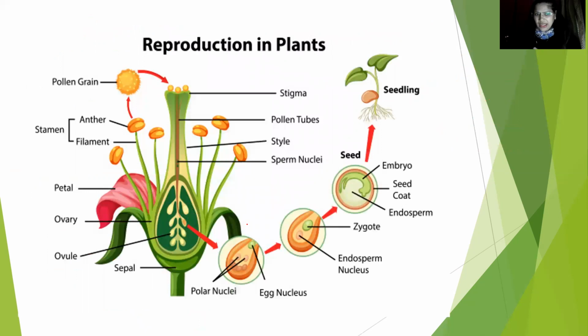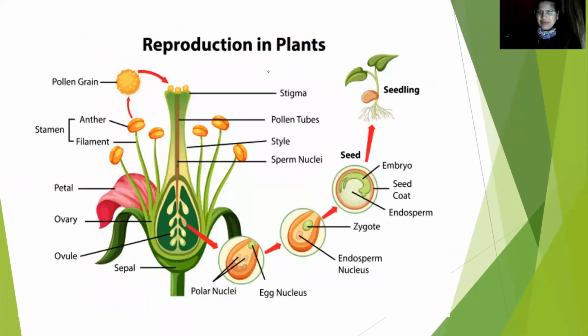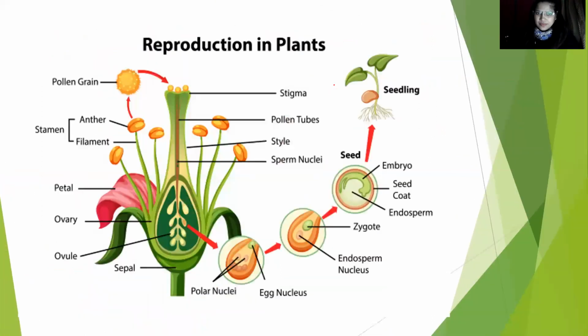In a single flower, if only the stamen is present, or you can say only the male reproductive part is present, that is called a unisexual flower. And if both the pistil and the stamens are present, it is called a bisexual flower.